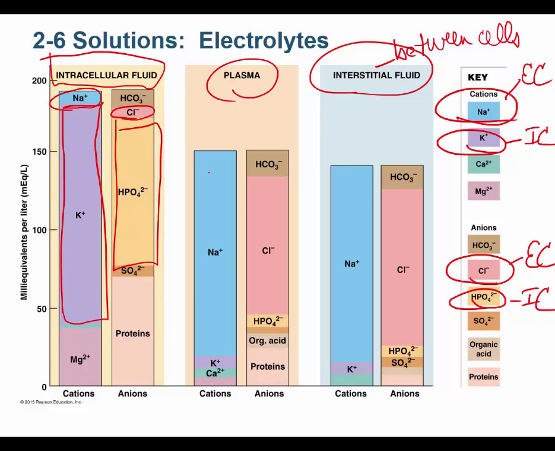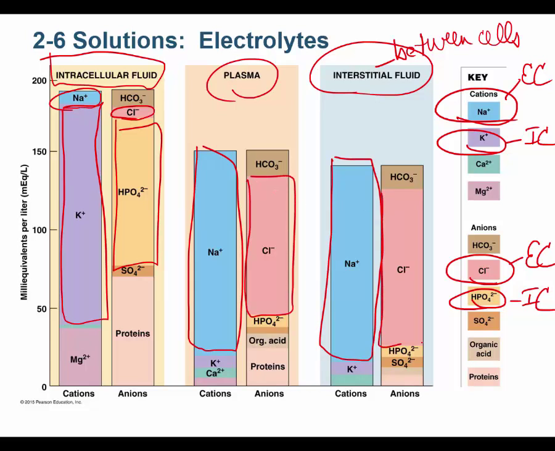Let's look at extracellular. Is there much sodium extracellular? Yep. Sure is. Tons of it. Is there much chloride extracellular? Yeah, there is. Is there much potassium extracellular? Nope. Is there much phosphate extracellular? Nope. So, electrolytes are anions and cations that float around our body in solution, both inside our cells and in our blood plasma and in the fluids between our cells.